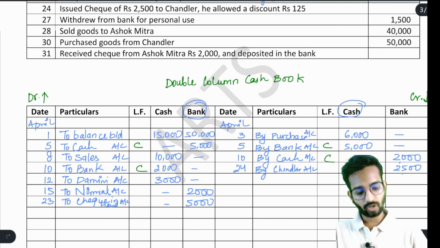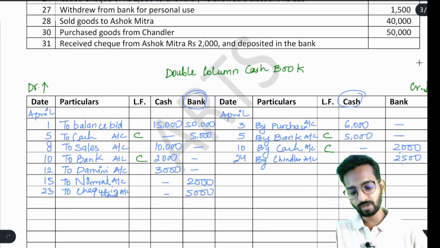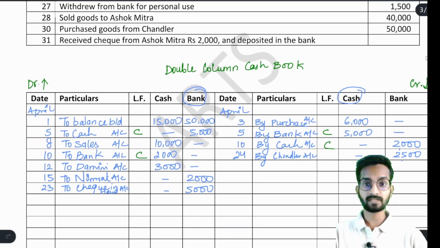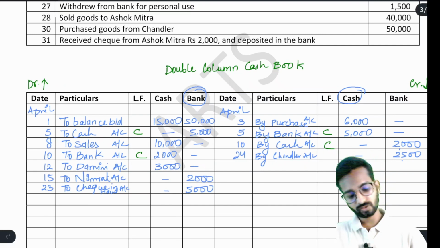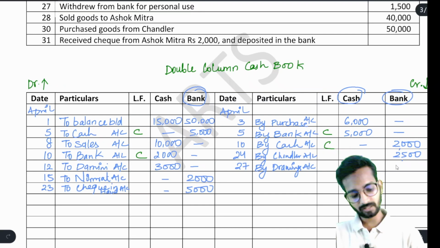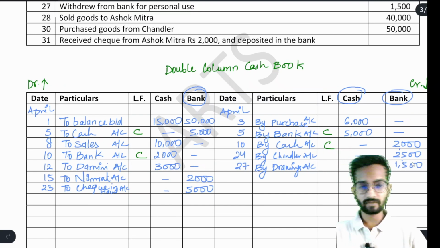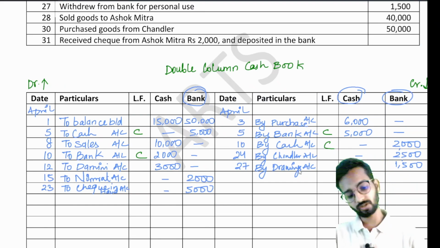Now moving further, on April 27 what is happening? Withdrew from bank for personal use. See, we have already learnt it in the journal. If I withdrew from the bank, what do we write? Cash account debit to bank. But if it is for my personal use, I will write drawings account debit to bank. So here I will be writing on April 27 by drawings account because my bank balance is reducing. So credit side how much? 1,500. Sir, why are we writing drawings? Because it is for personal use.